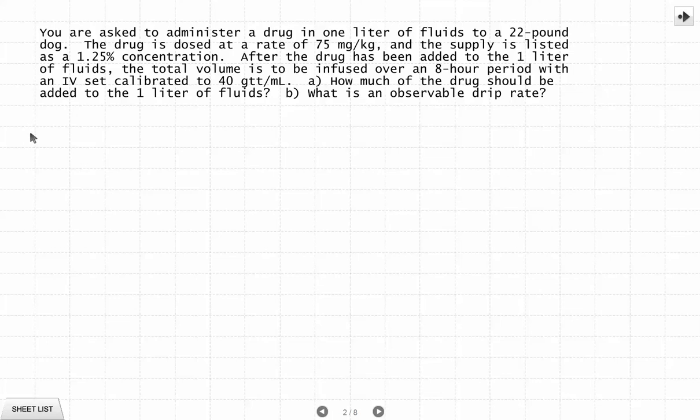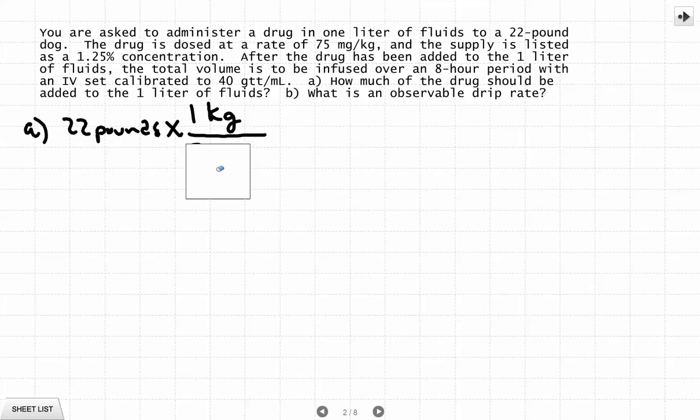So for part A, as I move it to a pen, there we go, we are going to take our 22 pounds and do just like we did back in chapter 2. We are going to convert this into a volume of drug to administer. So 1 kilogram is 2.2 pounds. We know that we want to give 75 milligrams for every 1 kilogram of body weight.